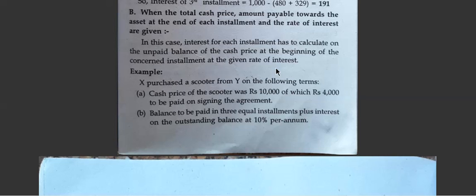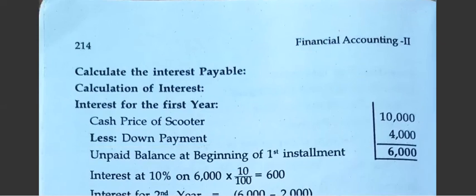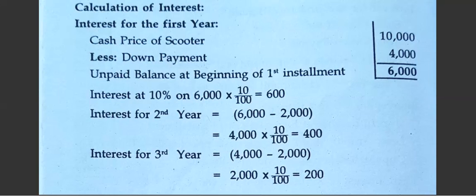So in that case, how to calculate? In the last case, they have given you the installment amount including interest. Here interest is not included. We know the installment amount, it is 2000, but interest is not included, it is plus interest. So in that case, how to calculate interest? We have cash price, we have down payment, we have the installment amount, but we don't have the plus-interest installment amount, and rate of interest is given. So how to calculate? See here, the calculation is like this.